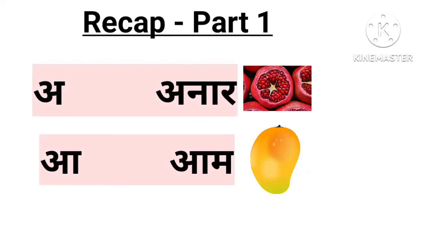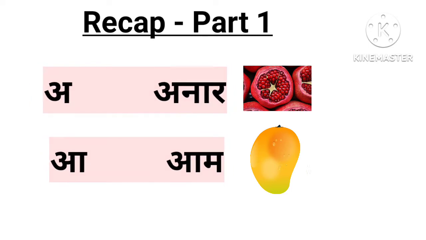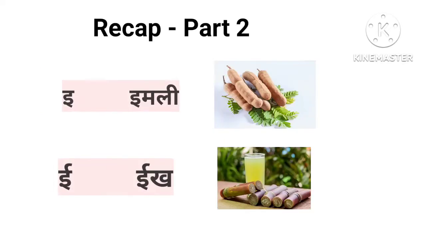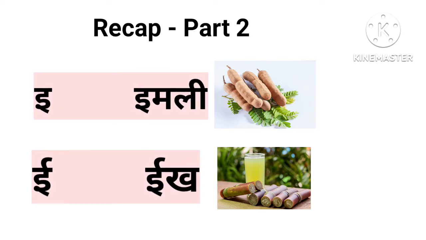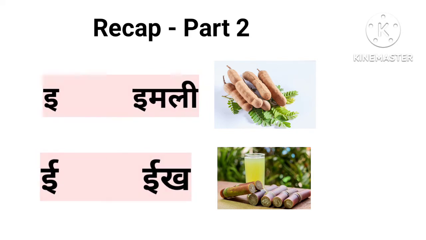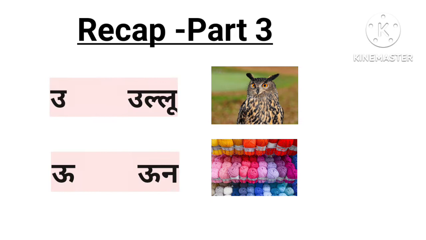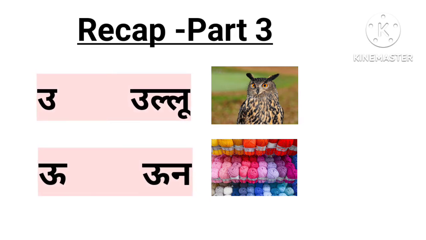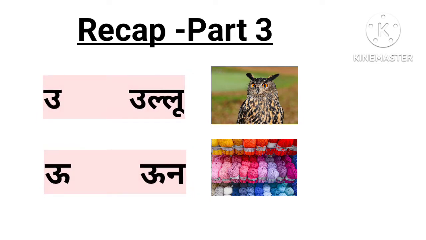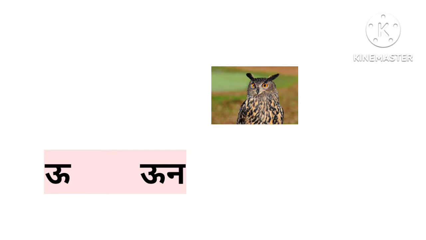अ से अनार, आ से आम, अ से अनार, आ से आम. इ से इमली, ई से ईख, इ से इमली, ई से ईख. उ से उल्लू, ऊ से ऊन, उ से उल्लू, ऊ से ऊन.